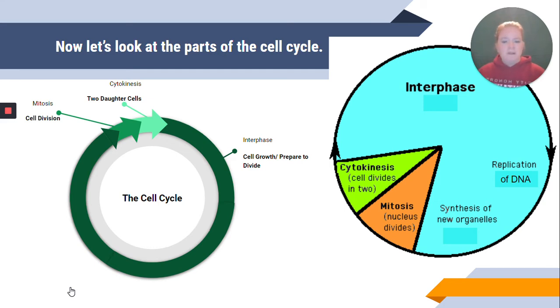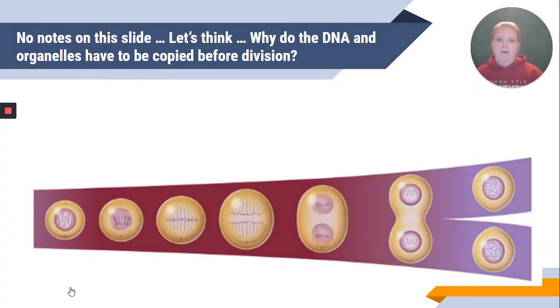Okay, and here's another illustration that I made showing the same thing. Interphase, the longest part of the cycle. Mitosis and cytokinesis, just at the very end of the cell cycle. So think, why then, remember in interphase, I have to copy the DNA and I have to copy the organelles. Why do I have to do that before division?